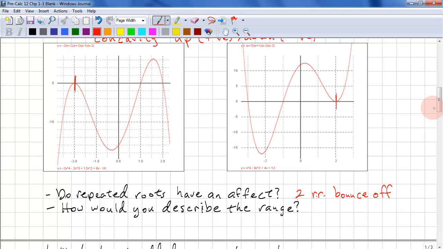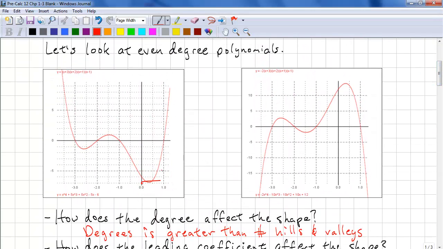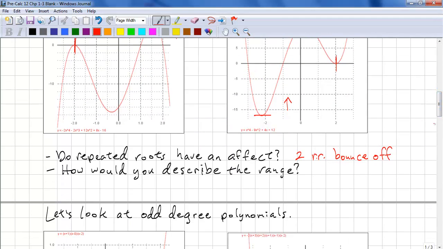And how would you describe the range? Let's look at the range here. It starts there and goes down. Here, it starts there and goes up. Here, it starts there and goes up. Here, it starts there and goes down. So how would you describe the range? It has an absolute or global min or max. So what does this mean? The range is not all reals.